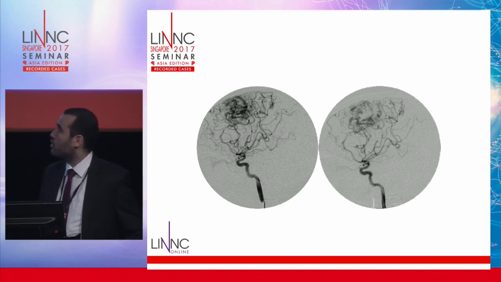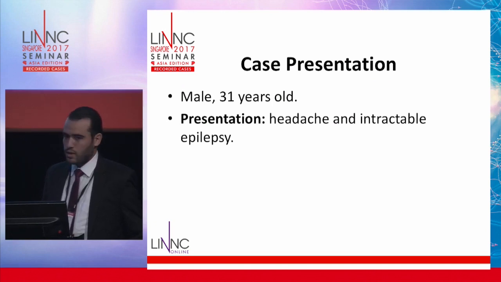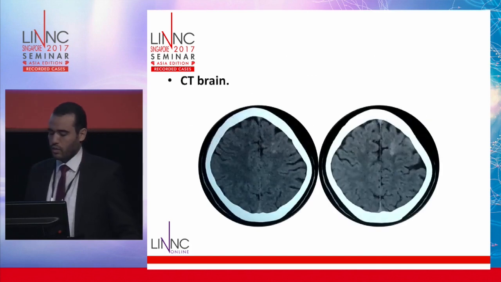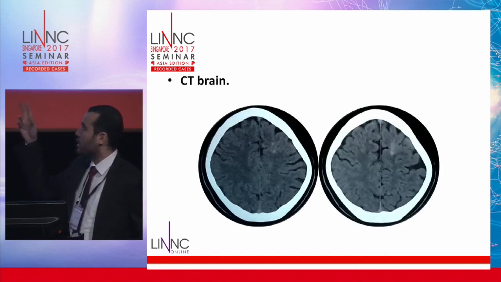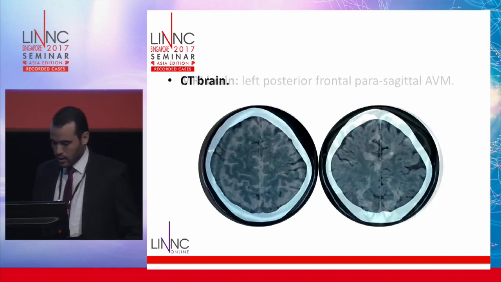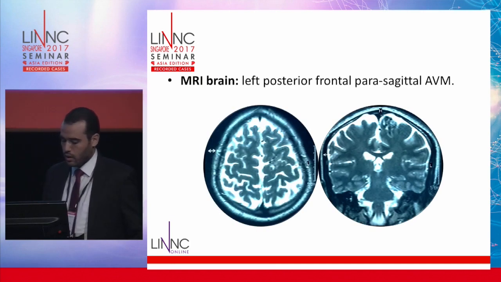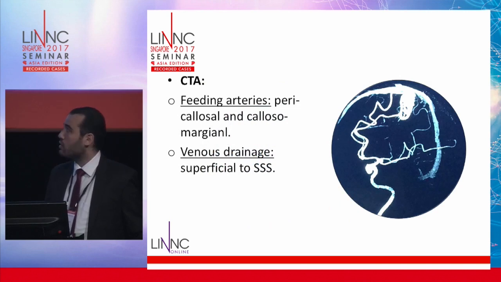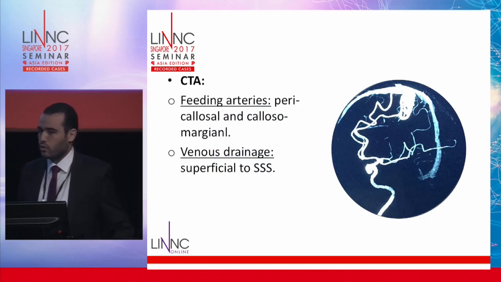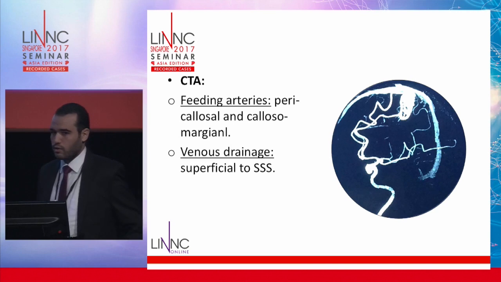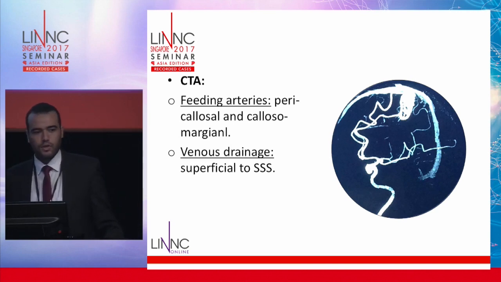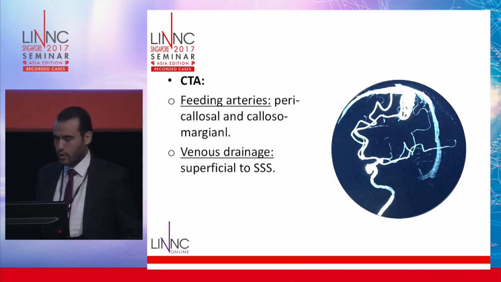And like the case we will show, our case today is a male patient aged 31 years old with headache and intractable epilepsy. CT brain of the patient showed this hyperdense lesion on the left side. MRI of the brain showed left posterior frontal parasagittal arteriovenous malformation. CT angiography showed the feeding arteries from the pericallosal and callosomarginal arteries, and also showed the venous drainage, which is superficial to the superior sagittal sinus.